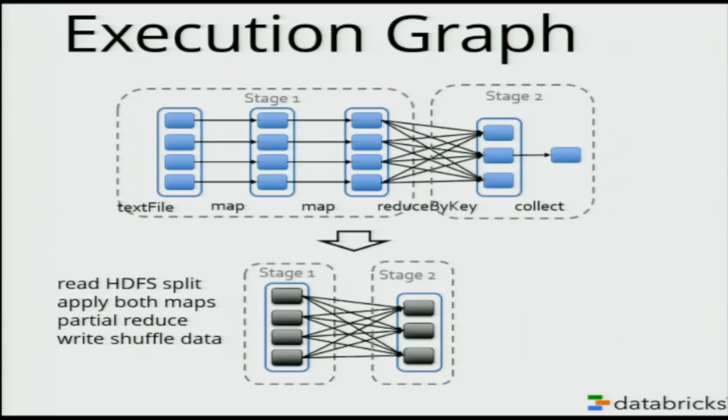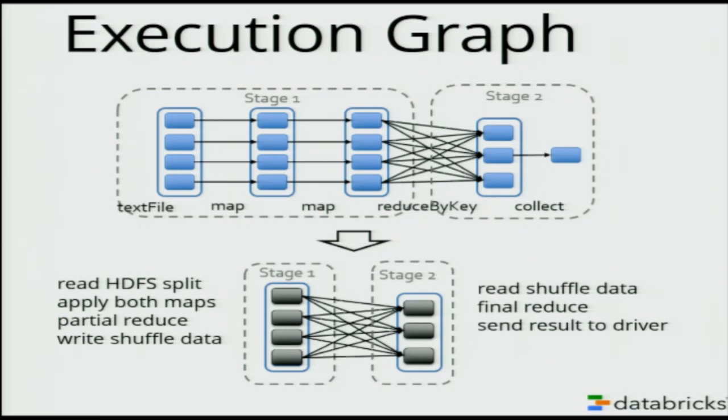It applies the 2 map functions where we were extracting the fields and whatnot. And then it will start to do the reduce, and it will write out the shuffle data at each partition. And on the other side, the stage is going to read the partially reduced shuffle data. It's going to do the final reduce, and then it's going to send the result back to the driver.